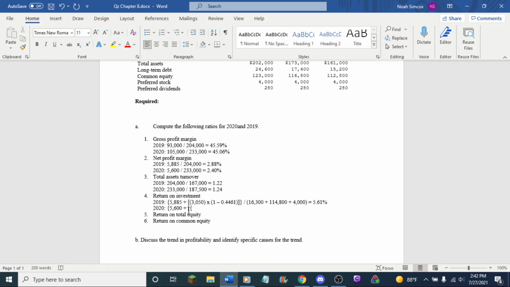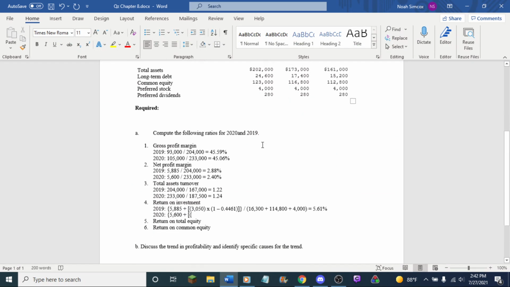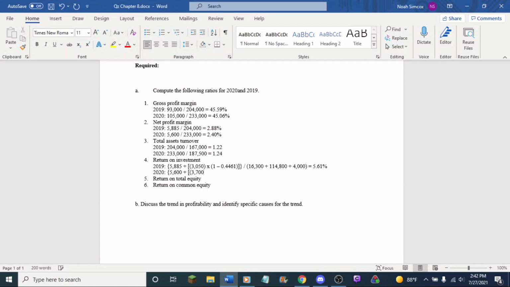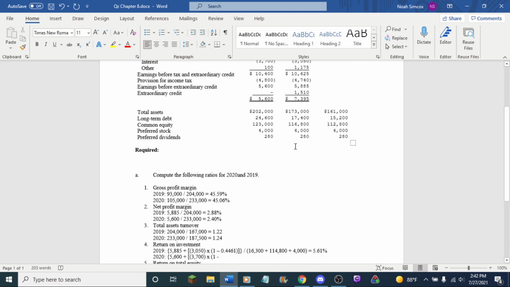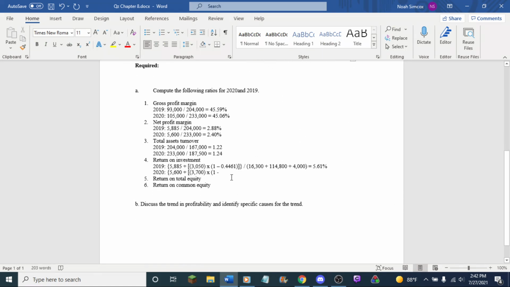What was the interest expense for the year 2020? It was 3,700. And guess what the tax rate was? It was 4,800 divided by 10,400, and it was 0.4615.